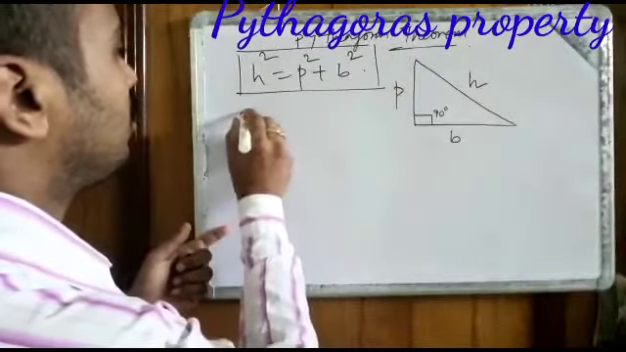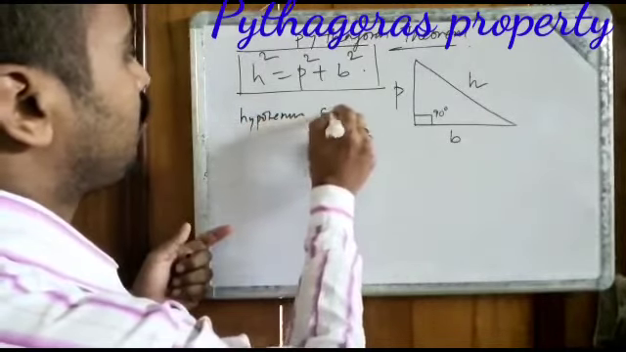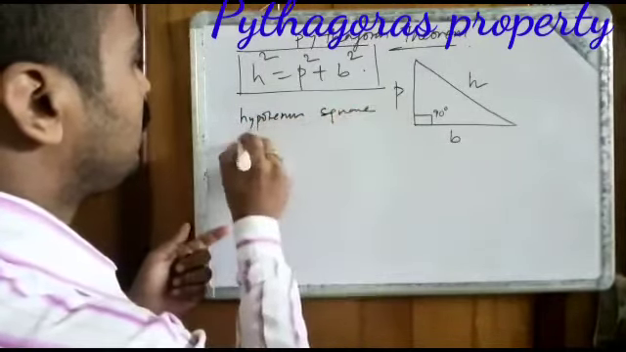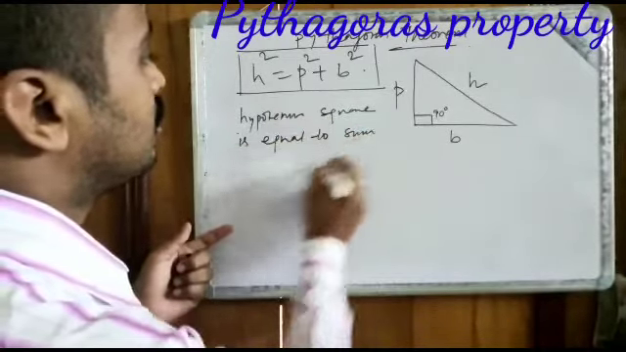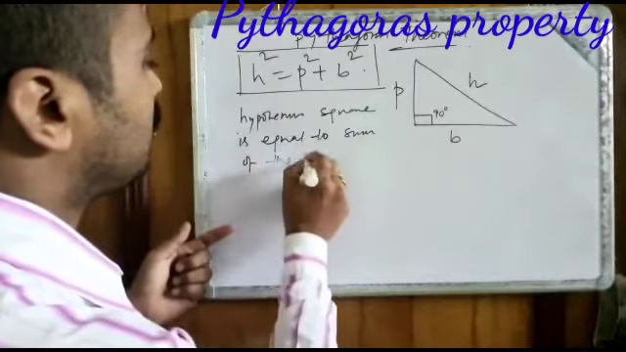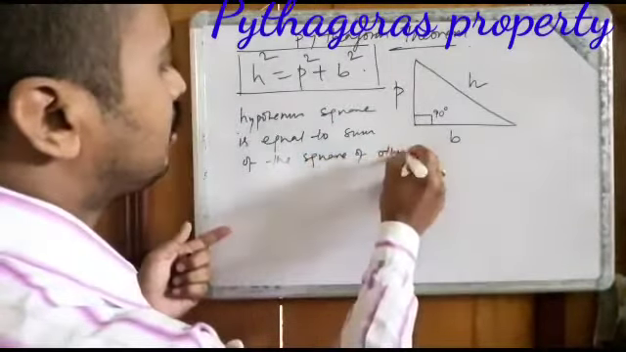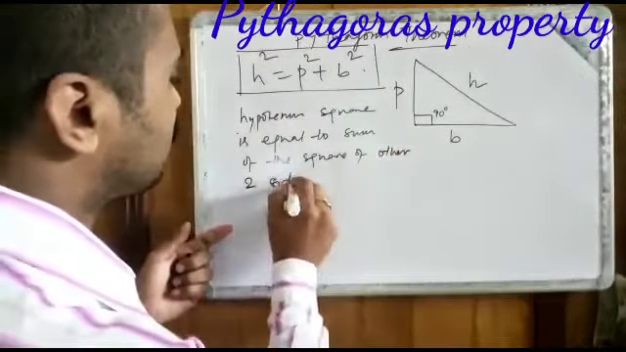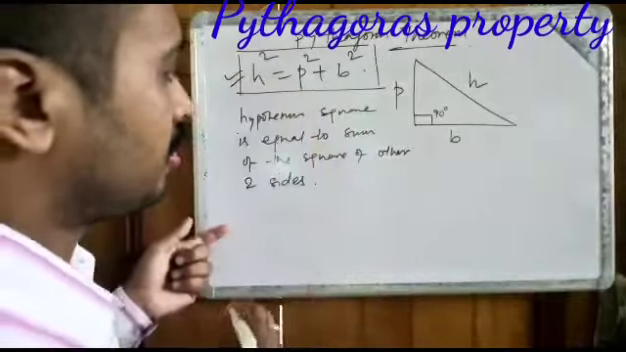So hypotenuse square is equal to sum of the square of other two sides. Okay, this is what Pythagoras theorem means.